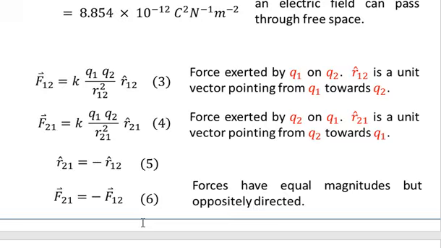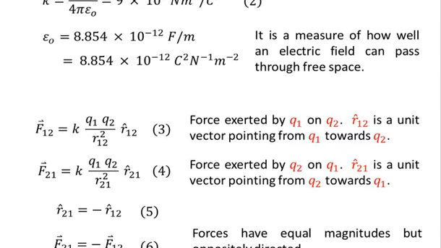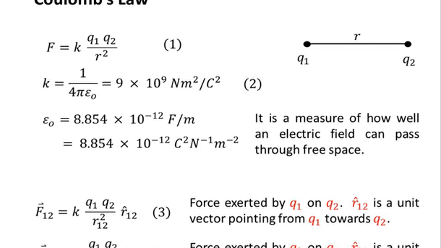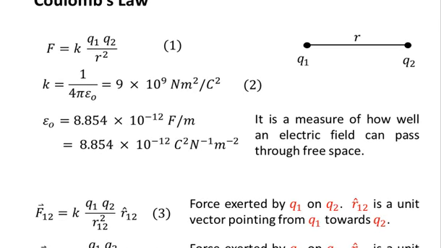And similarly, the force exerted by charge 2 on charge q1 will of course be opposite in direction. So equation number 5 and equation number 6 define the sense of the forces. That is, the forces are oppositely directed, but they are equal in magnitude. So whenever you want to determine the force between two charges, the force in magnitude is simply given by equation number 1: F is equal to K Q1 Q2 over R square.